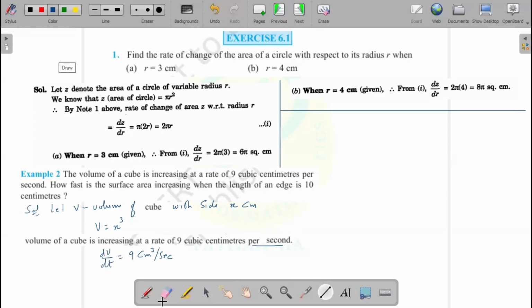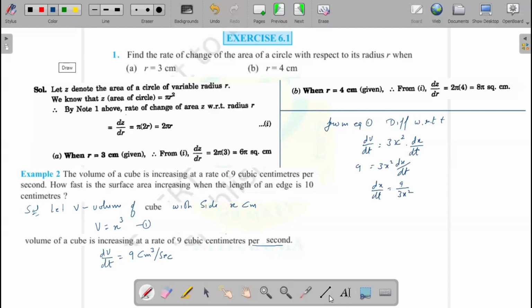He asks how fast the surface area is increasing. So first of all, from equation first, you differentiate with respect to the time, that is dv upon dt, and the differentiation of x cube is 3x square dx upon dt. Because you are differentiating with respect to time, dv upon dt is given to you. So therefore dx upon dt is 9 upon 3x square.